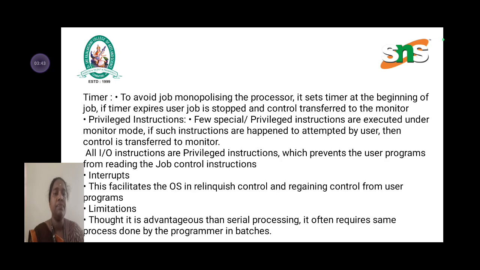The next one is the timer. The timer is used to avoid a job monopolizing the processor. It sets a timer at the beginning of a job. If the timer expires, the user job is stopped and control is transferred to the monitor. Privileged instructions: a few special privileged instructions are executed under monitor mode. If such instructions are attempted by a user, control is transferred to the monitor. All input-output instructions are privileged instructions, which prevents user programs from reading the job control instructions.